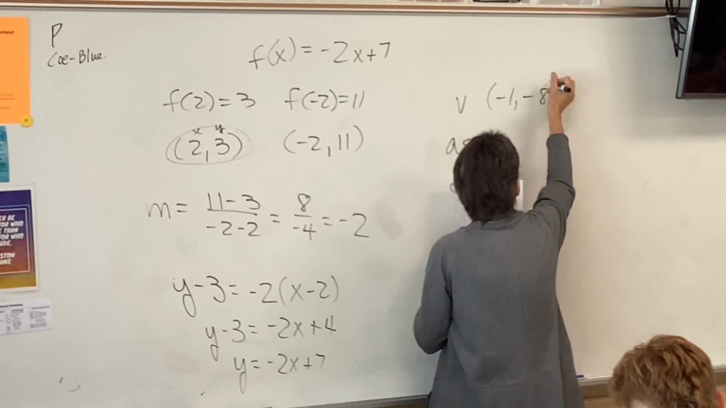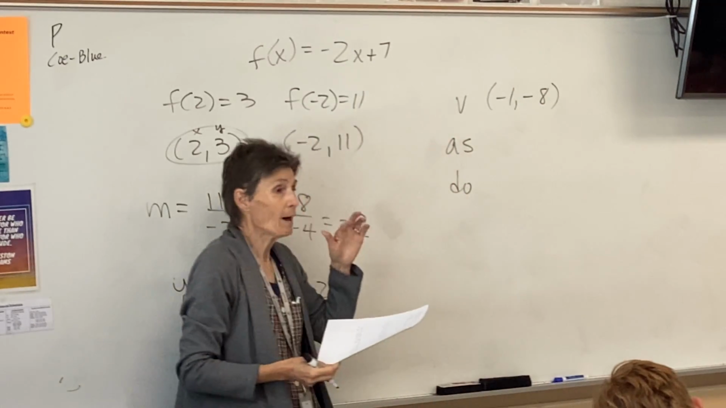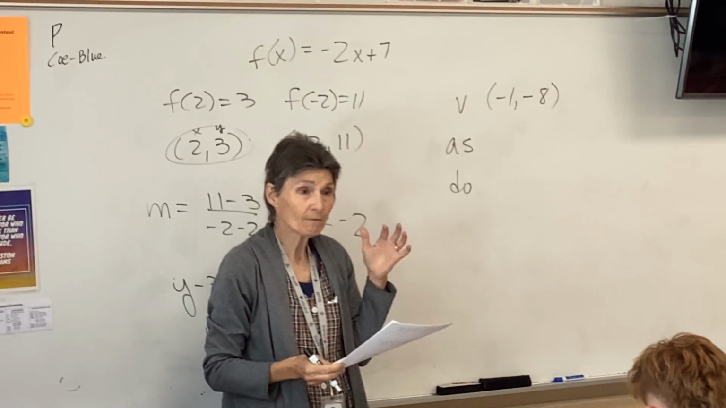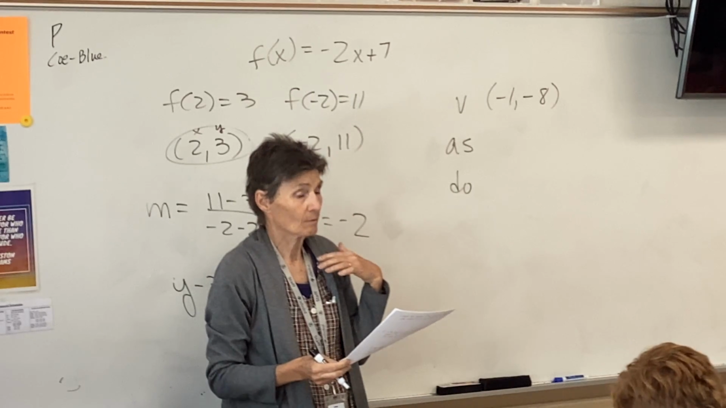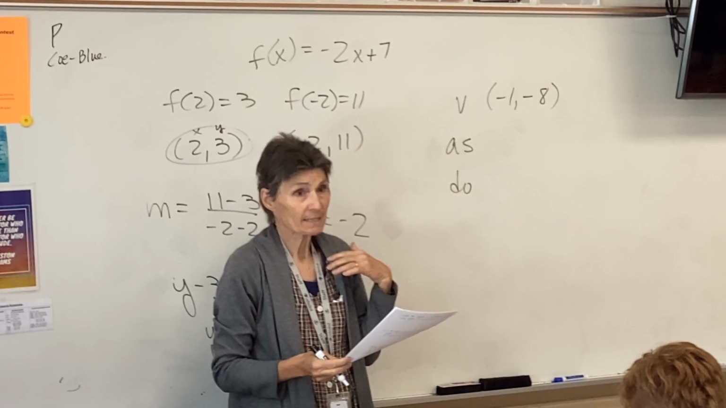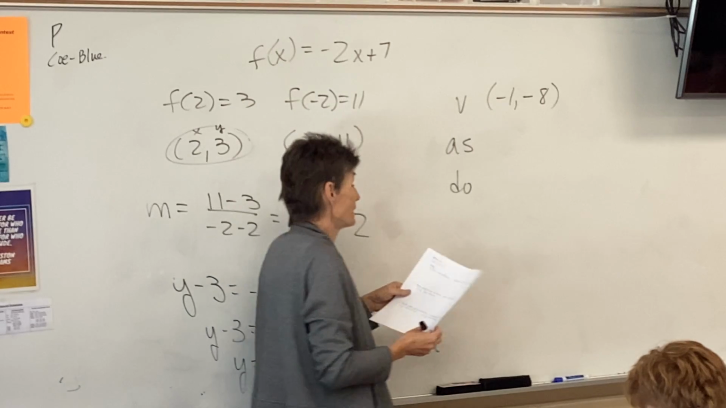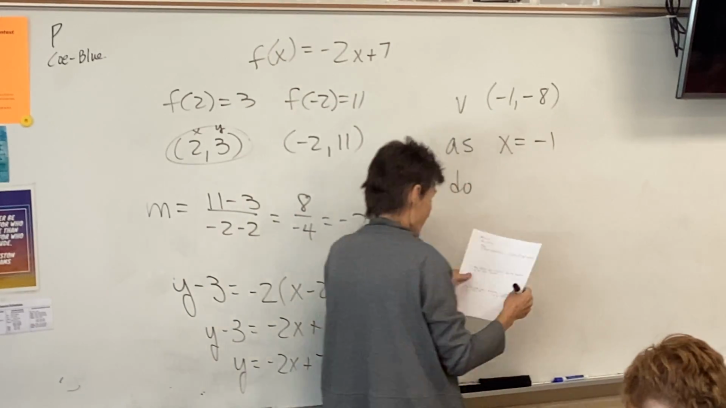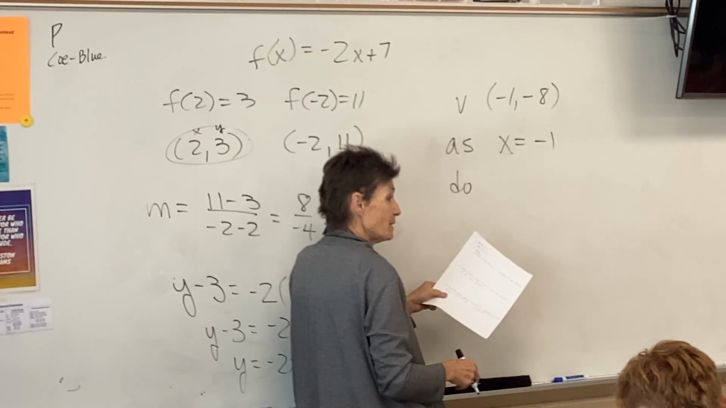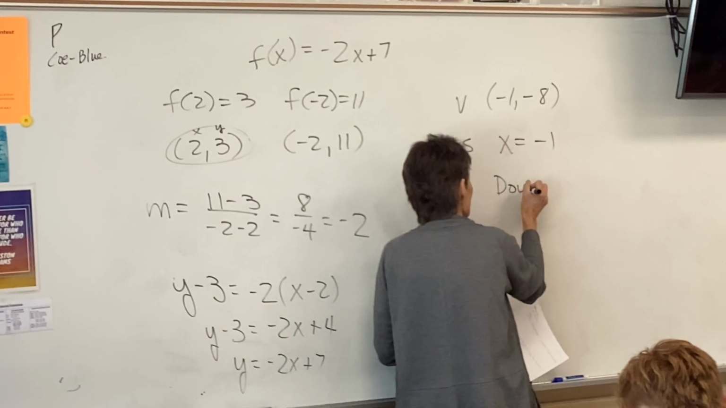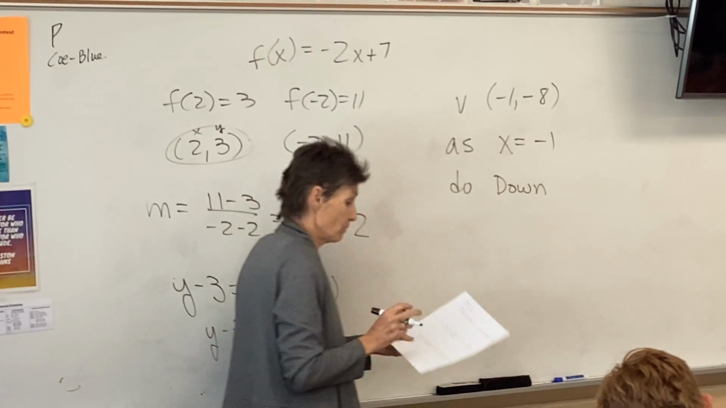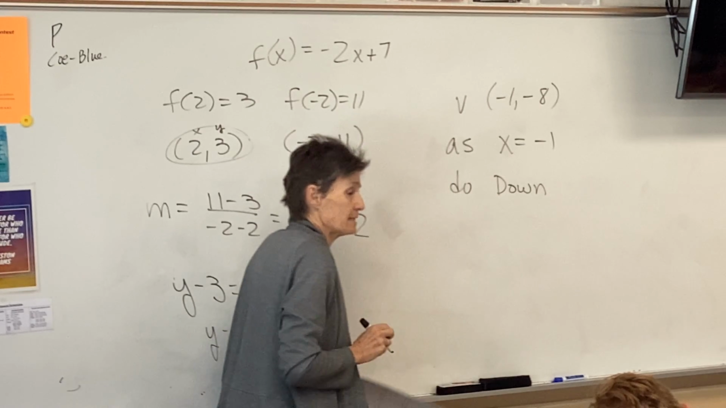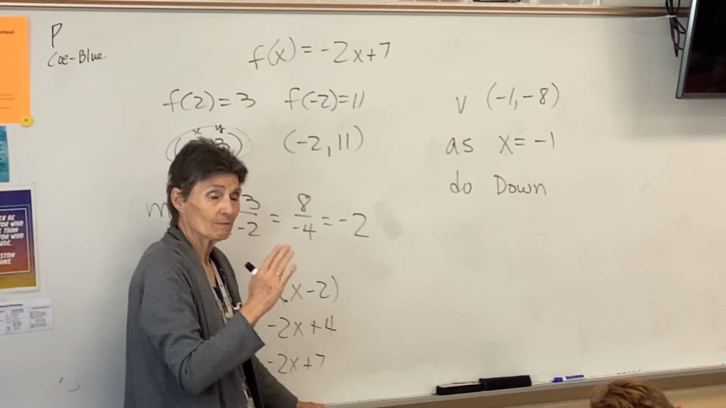Negative 1, negative 8. That parabola, that x squared, has been shifted 1 unit left and 8 units down. That's its vertex. So what is its axis of symmetry? X equals negative 1. And which way does it open? Down, because of the negative out in front. So that one is easy. It is in vertex form.